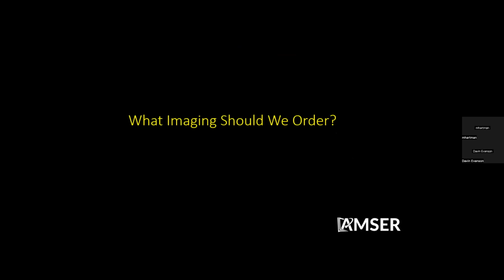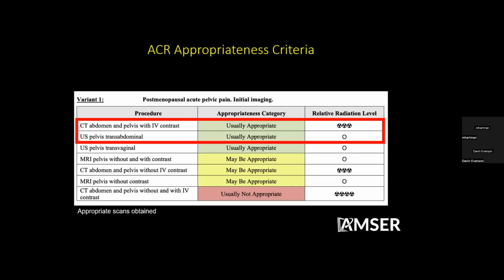Something that I learned about over the past few weeks was the ACR appropriateness criteria. This is something you can find online, and you can put in your patient's symptoms and figure out what imaging is appropriate for what's going on. Here you can see we have a postmenopausal person with acute pelvic pain, what imaging is appropriate. She did end up getting a CT abdomen and pelvis and an ultrasound, which I'll show you right now.